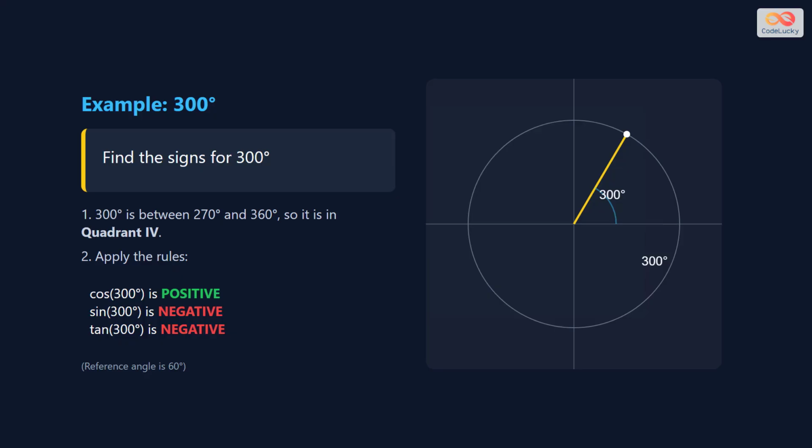Let's apply this to an example angle of 300 degrees. Since 300 is between 270 and 360, we know we are in Quadrant 4. Using our rules, cosine of 300 degrees will be positive, while sine and tangent of 300 degrees will be negative.